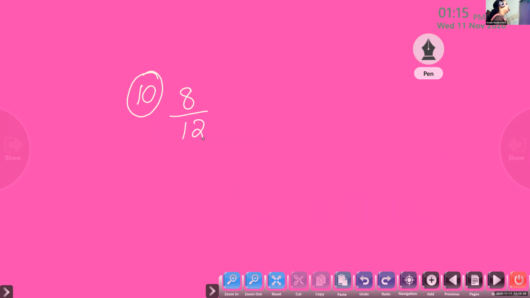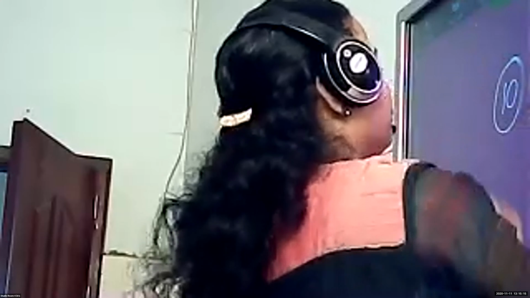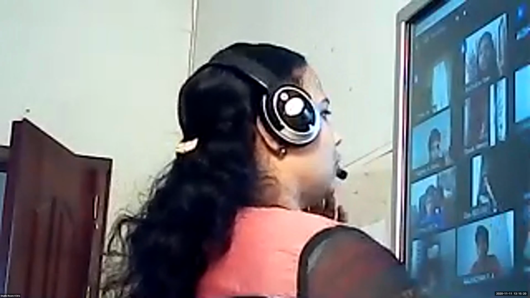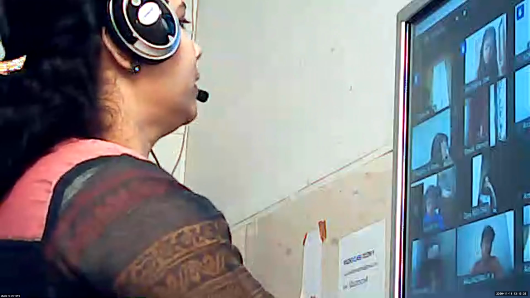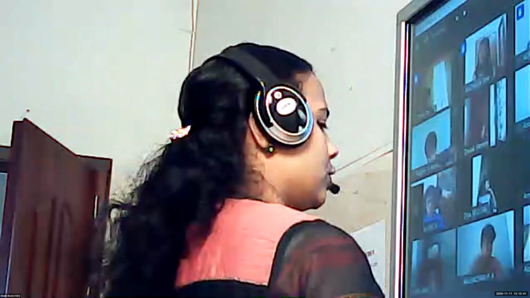So children, if you want to do division one or two times, or you want to do it with the highest common factor, which one is easy for you children? Highest common factor, or dividing two, three times? Dividing. Okay, so children, any method. Some children find it difficult to find the HCF, they can do division. If you want to do it within one step, you can use the highest common factor.